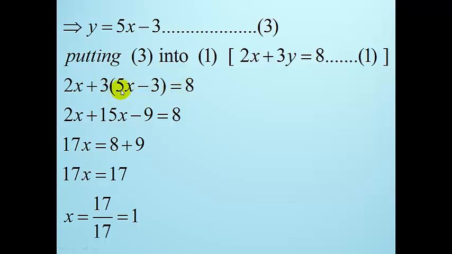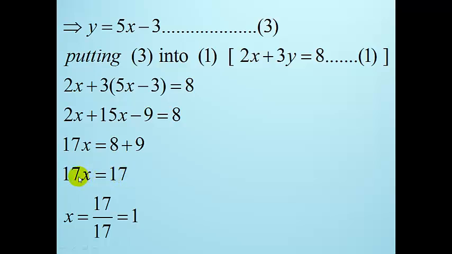Now when we expand, we have 3 times 5x, that is 15x. 3 times minus 3 equals minus 9. So we have 2x plus 15x minus 9 is equal to 8. Now 2x plus 15x is equal to 17x. Minus 9 on the left hand side becomes plus 9 on the right hand side. And 8 plus 9 is equal to 17 on the right hand side.